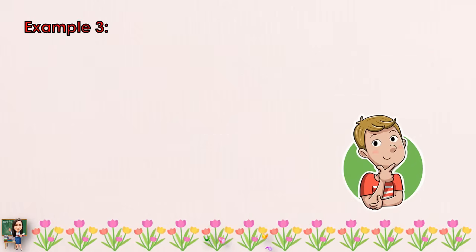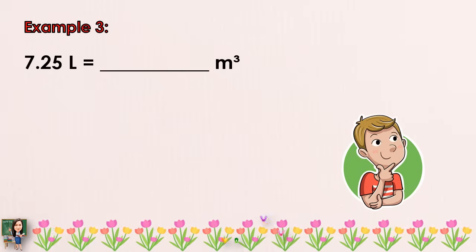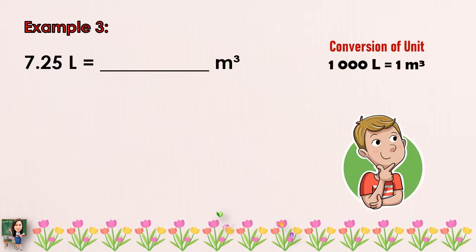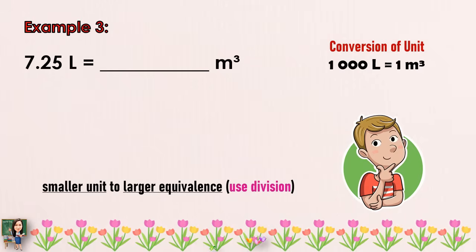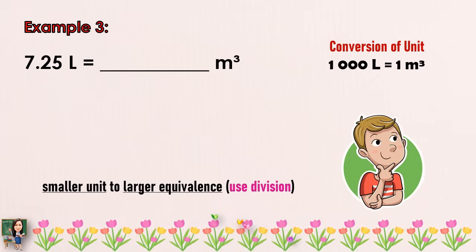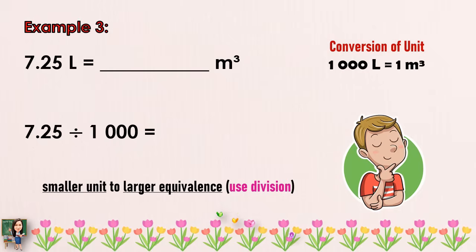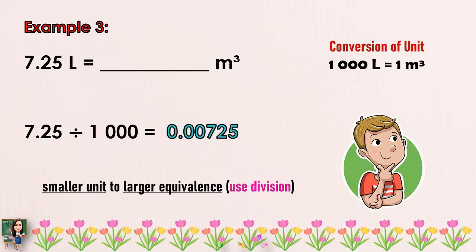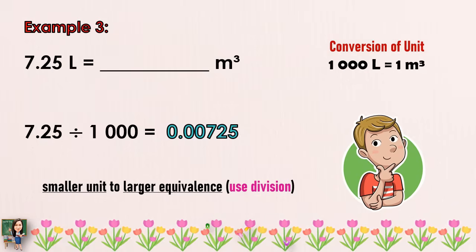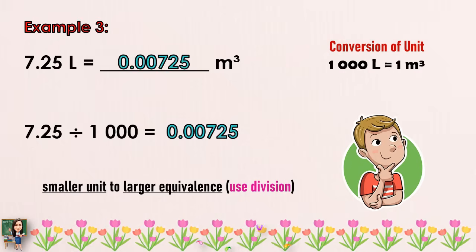Example number 3. 7.25 liters is equivalent to how many cubic meters? Remember, for every 1,000 liters, there is 1 cubic meter. To convert smaller unit to larger equivalents, use division. So divide 7.25 by 1,000, which equals 0.00725. So therefore, 7.25 liters is equivalent to 0.00725 cubic meters.